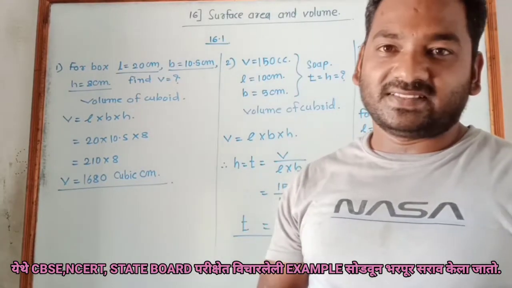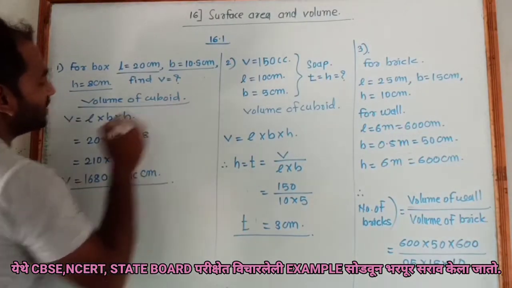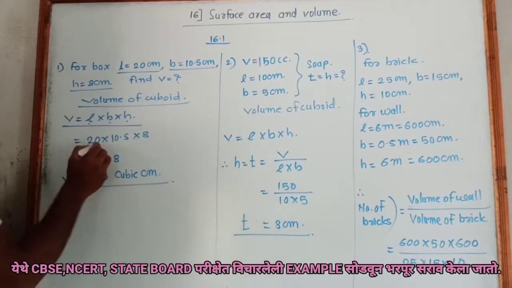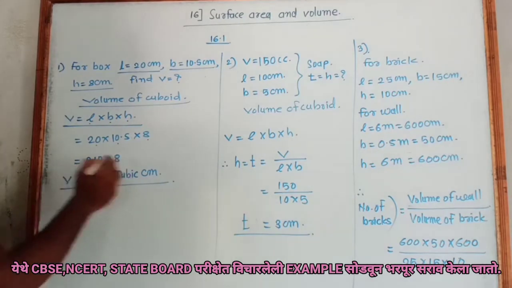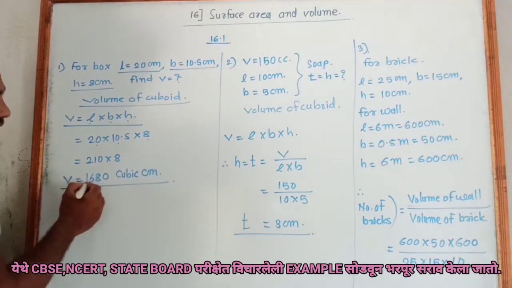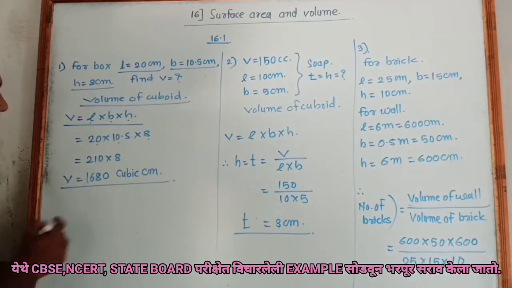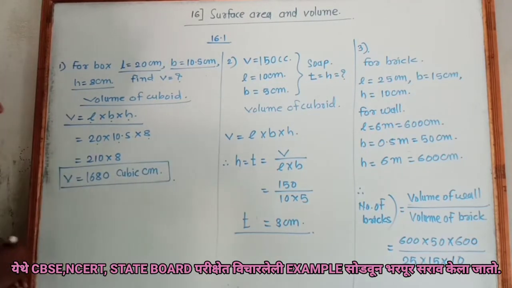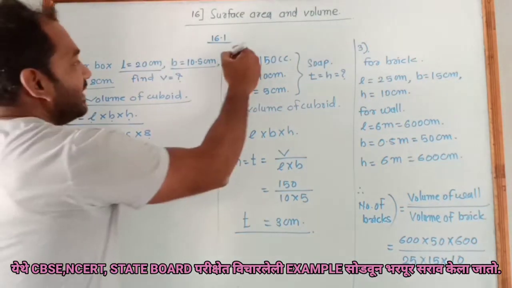The box is cuboidal, therefore volume of cuboid is equal to L into B into H. Length is 20, breadth is 10.5 and height is 8. So we multiply here and we get 1680 cubic centimeter. This is the volume of this box. This is the first answer. Remember this. Now the second example.